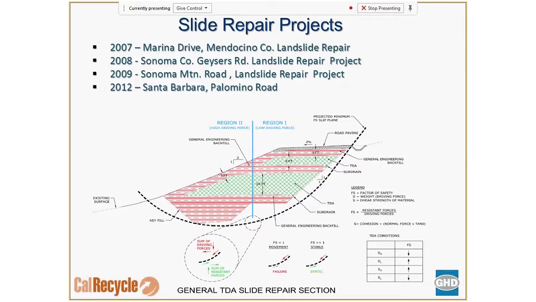There's a typical cross section. This is to talk to people not like the folks in this room, but decision makers who don't actually understand any geotechnical issues. I go through all this and tell them what a slip surface is, and that the idea is we're trying to lighten the load.